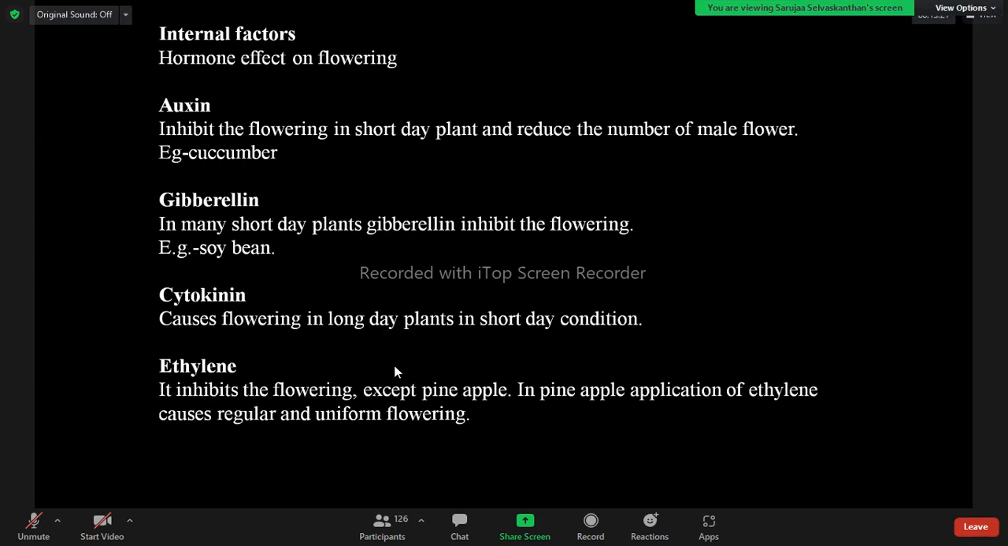Ethylene inhibits flowering, except in pineapple. Remember, except pineapple. Most of the time ethylene inhibits flowering, but there is an exception. In pineapple, application of ethylene causes regular and uniform flowering. So pineapple is the exceptional case, where ethylene regularizes the flowering.